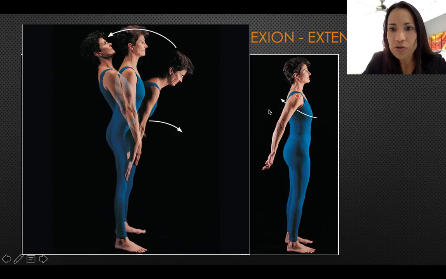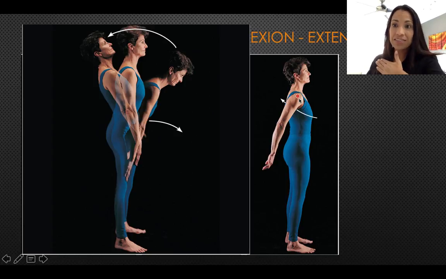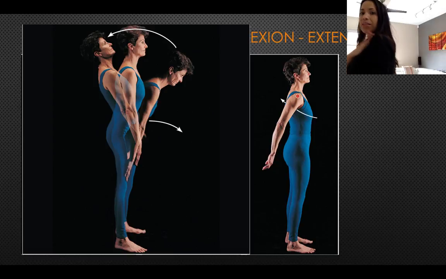Look, this red dot in here is telling you that that's the joint where the movement is going to be happening. So at the shoulder, we can flex the arm. And look, in here I have my shoulder.